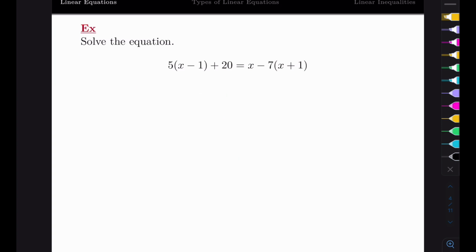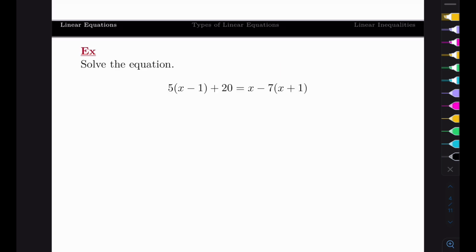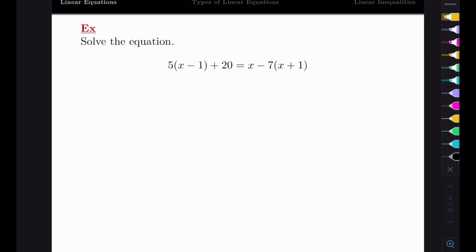So let's do a ton of examples. Let's start by solving this equation. We've got x's on all sides of the board. I want to get x by itself. Okay. So before I can start moving stuff to each side, the first thing that's going to make the most sense is to get rid of these parentheses. So let's go ahead and distribute the 5 and then also distribute this -7. And then I can collect my like terms. So on the left-hand side, that will give us 5x minus 5 plus 20. And on the right, that gives us -7x minus 7.